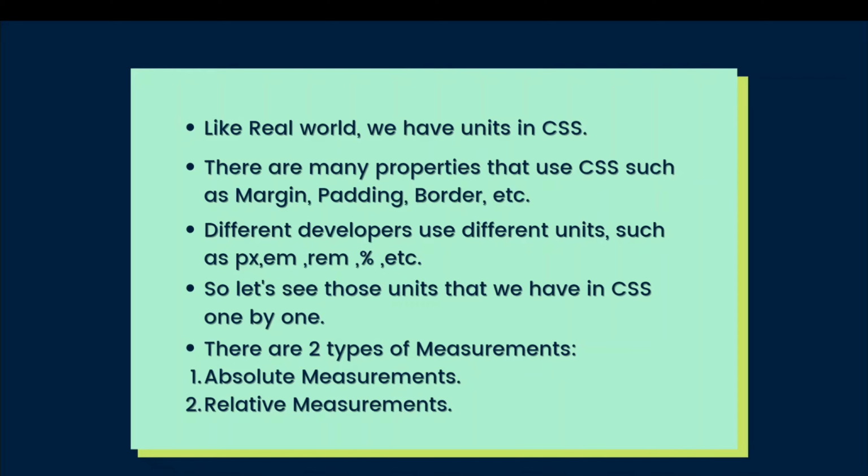So in CSS, we have measurements that are given to an element to tell it how much space, how much width and height it has to acquire. There are many properties that use CSS units, such as margin, padding, and border. You have font size and many other properties that use length.